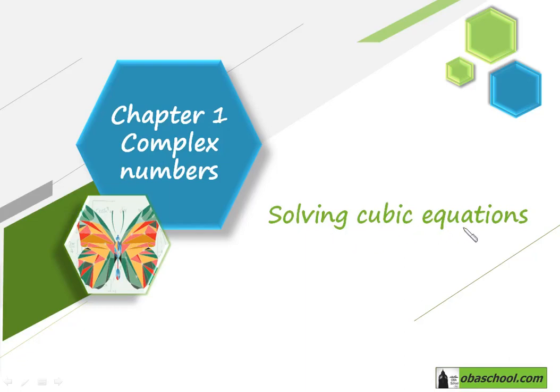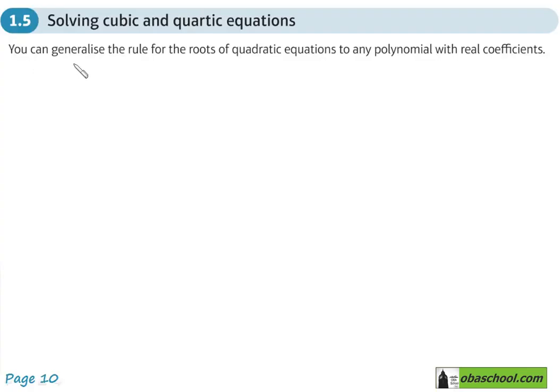Solving cubic equations. You can generalize the rule for the roots of quadratic equations to any polynomial with real coefficients. In the previous section, we studied the property of the roots of quadratic equations when they are given as complex numbers. We said that they occur as a conjugate pair. This rule can be generalized to any polynomial with higher degree than 2, maybe of degree 3, to be a cubic equation, or degree 4 to be a quartic equation.